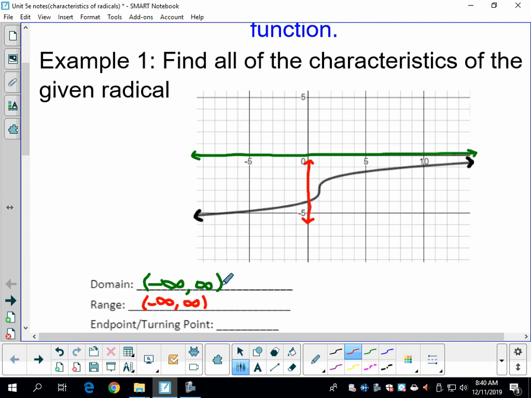And the endpoint, turning point. This is where in the graph the slope is really changing dramatically, and it's this point right here. And that point is at 1, negative 3.